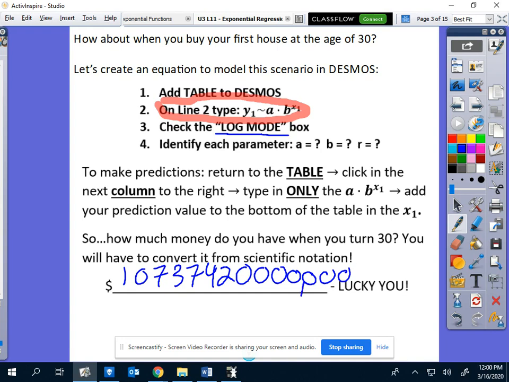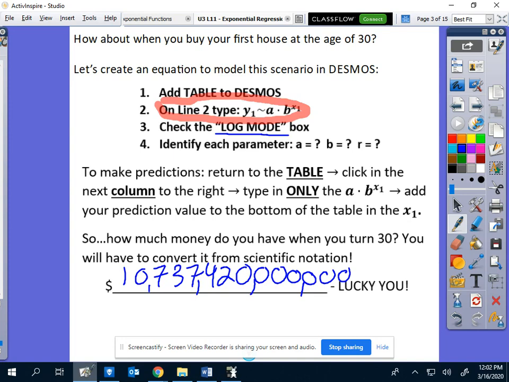There's a comma there, a comma here, and a comma here. How much money is this? So we're looking at 10 trillion, 737 billion, 420 million dollars. That's the power of exponential growth. Absolutely astounding.